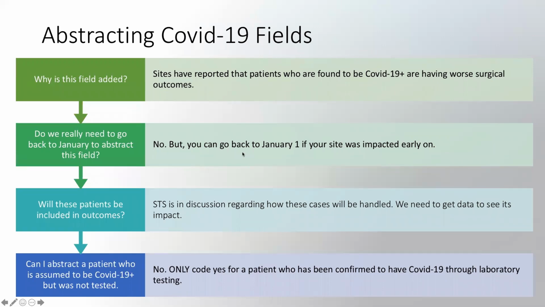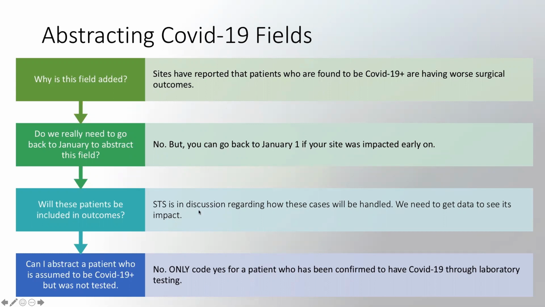Going forward, I would ask that this is coded on all patients starting with April 1st cases. STS would never ask you to go back in a time like this and re-abstract all of your cases. If you leave this missing for those cases, it will default to no, just like all of the other fields, which default to the lowest value, lowest risk factor score if you leave them missing. So it's important to have this field available for sites that it is impacting. So that's where that stands.